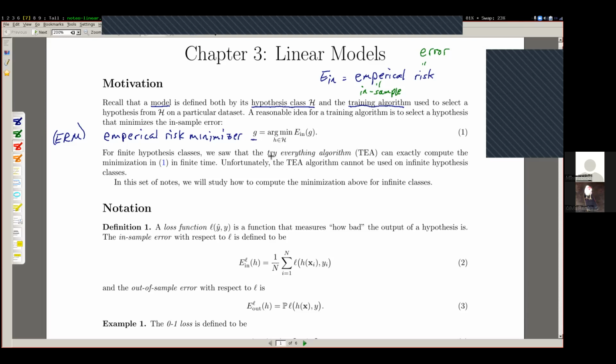We saw a long time ago when we were talking about finite hypothesis classes that there's this really simple algorithm, this try everything algorithm. You just compute all of the possible hypotheses and take the best one. And that works in finite time for a finite hypothesis class. But if we have an infinite hypothesis class, that's not going to work. And so the goal of this section is to figure out how to do this for an infinitely sized hypothesis class.